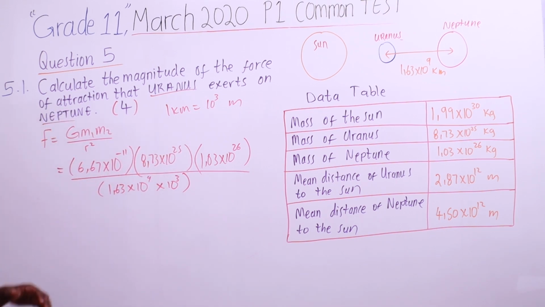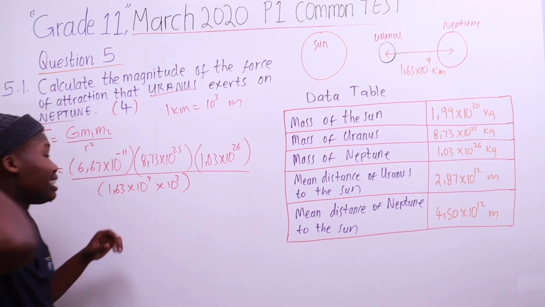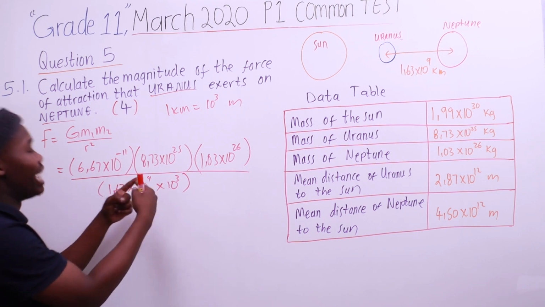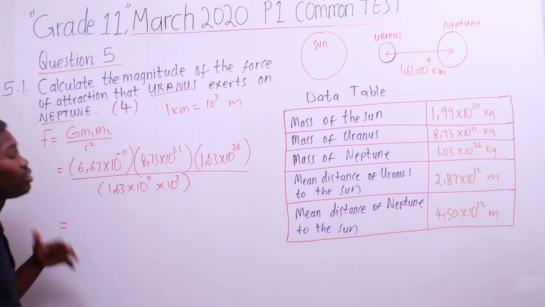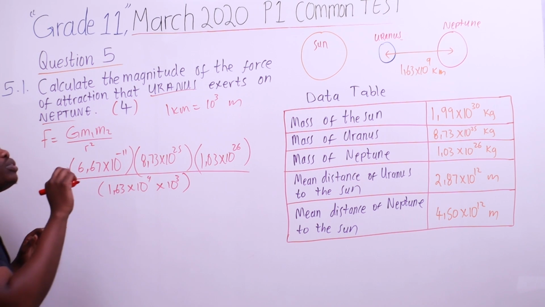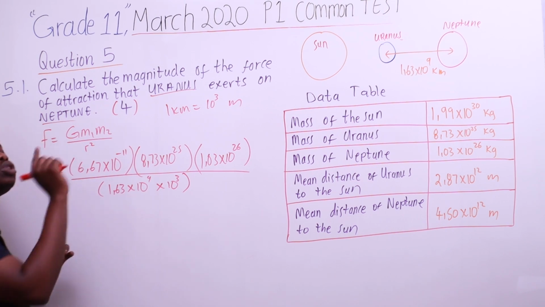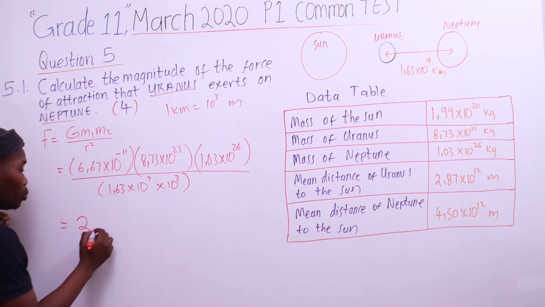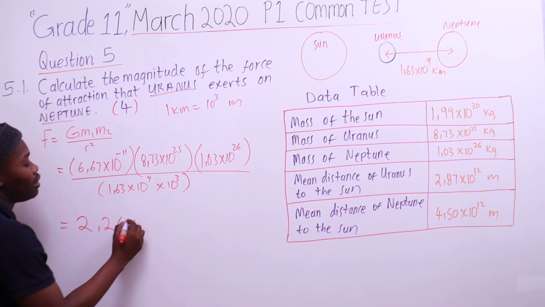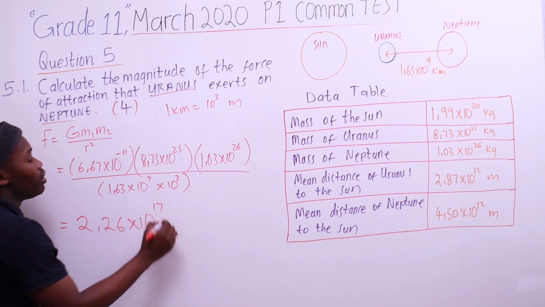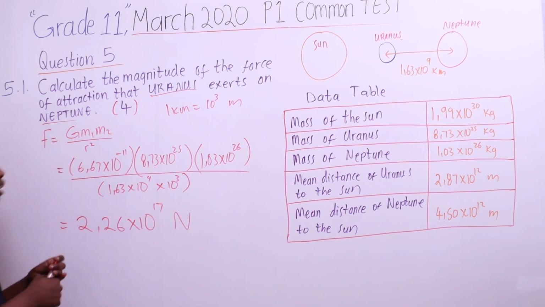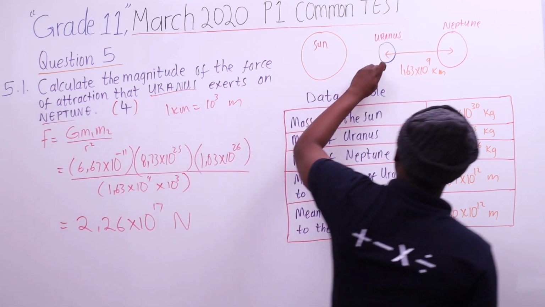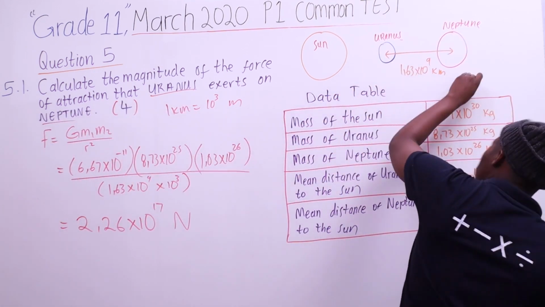1,63 times 10 to the power 12. When you multiply and the bases are the same, our laws of exponents still apply, we add the two. So when we calculate, remember you have to use scientific notation by pressing shift, mode, 7, 3. You would get 2,26 times 10 to the power of 17 newtons. This is the force that Uranus exerts on Neptune.